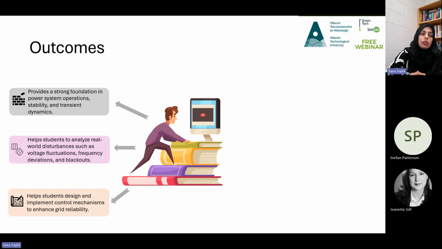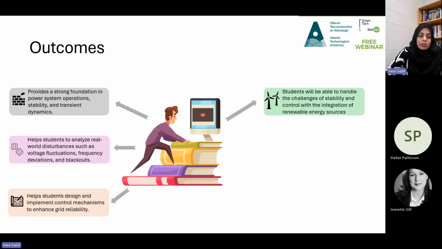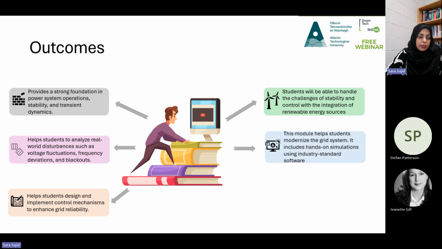As I discussed before, Ireland has a great potential for renewable energy resources. According to the statistics, in 2018, wind turbines generated 28.1% of the island's electrical demand. That increased to 36.3% in 2022. So this module will also help the students to handle the challenges of stability and control when they are integrating renewable energy sources with the conventional grid. And this module also helps students to modernize their grid systems.